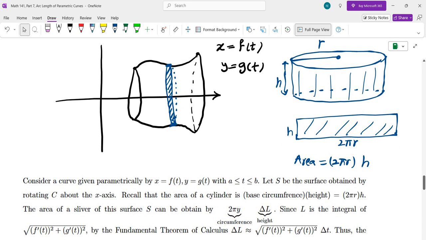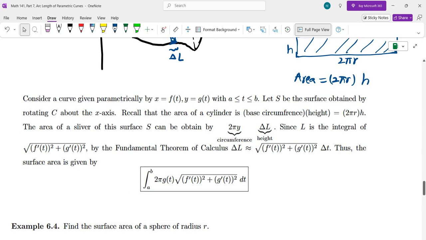So we do something similar here. We do circumference. The radius is y. So y is the radius. So circumference is 2 pi y. And then thickness. Thickness is delta L.